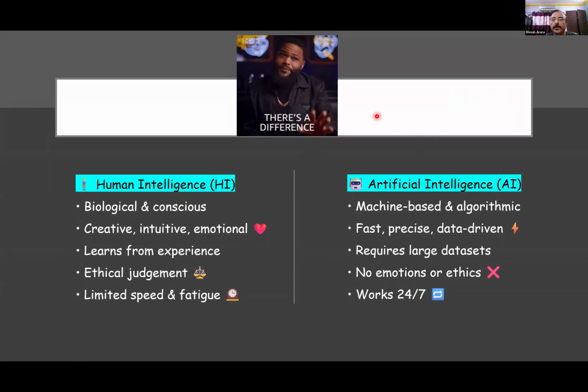Whereas let's look at artificial intelligence. Artificial intelligence, in contrast, is essentially machine based and algorithmic. It's the humans who have fed in a lot of data in that. It's fast, precise, and essentially data driven. It requires large data sets, but it has no emotions. It's not empathetic, sympathetic, or at times it may not have any ethics also. But the biggest beauty is it works tirelessly, 24 cross 7.